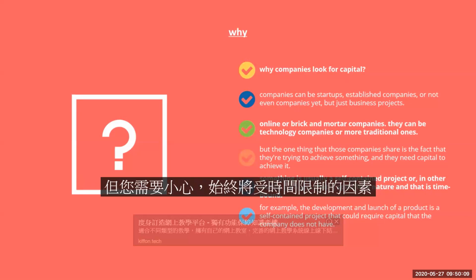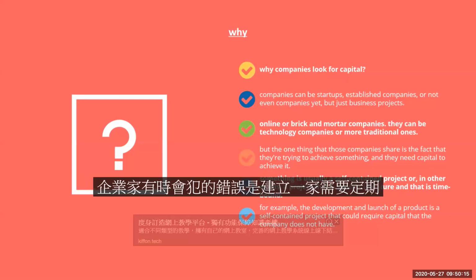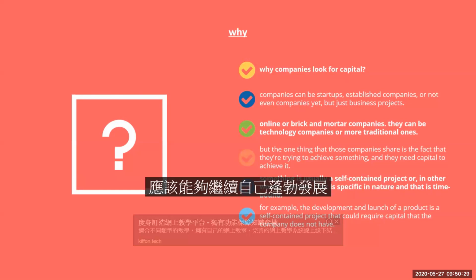You need, though, to be careful to always have a time-bound element to the reason you're raising capital, even if the deadline is very far in the future. An error sometimes made by entrepreneurs is to build a company that requires regular injections of cash in order to survive. A key element of the success of a business is ultimately to be profitable and self-sustaining, which means that once the project for which you're raising capital is delivered, then your company should be able to continue to thrive on its own.